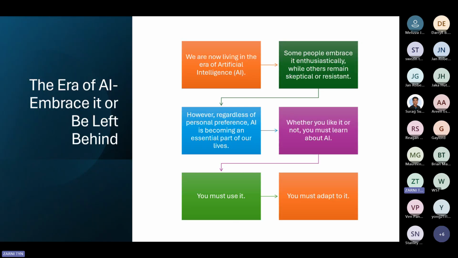Okay, and this is the age of AI: embrace it or risk being left behind. First, we are now living in the age of AI. You know that some people are ambitious about AI and technology, and some people don't like AI and technology. However, regardless of personal preference, AI is becoming an essential part of our life. Whether you like it or not, you must learn AI. You must use AI. You must adopt it. This is very important in our daily life.